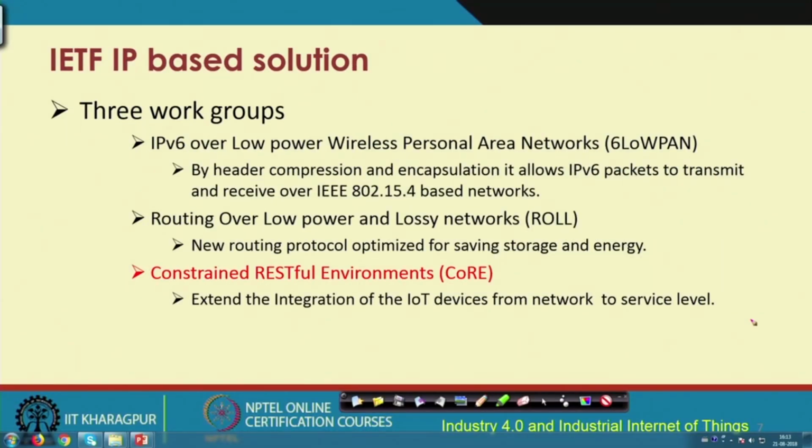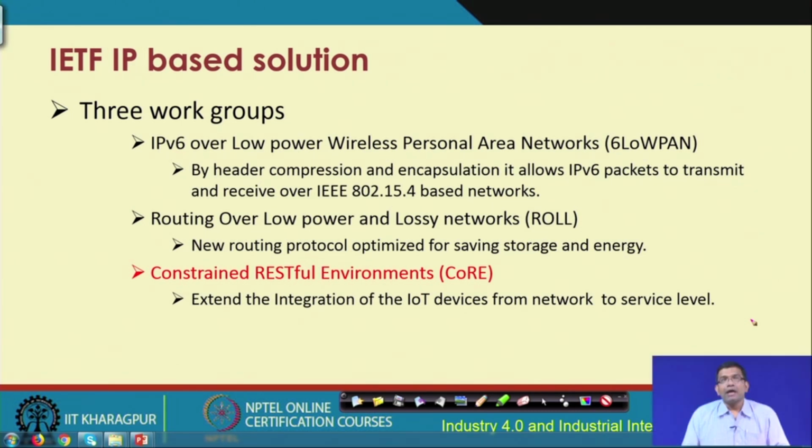So, we have different IP based solutions as well, typically following different initiatives by IETF. 6LoWPAN, ROLL and CoRE are three different important ones which I mentioned already. 6LoWPAN talks about how you can do header compression and encapsulation, how you can harness these in order to allow IPv6 packets from the network layer to be transmitted over IEEE 802.15.4 based networks, and this we have seen in considerable detail in the previous lecture.